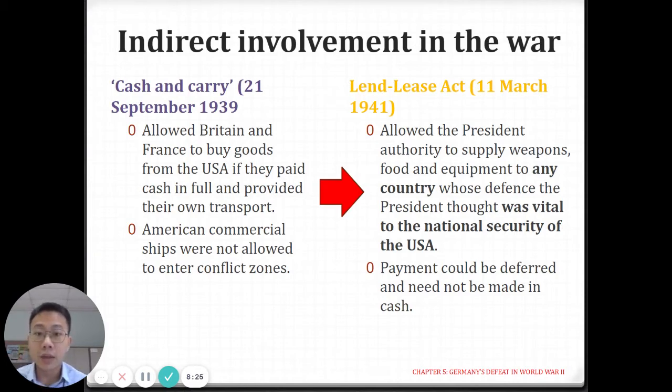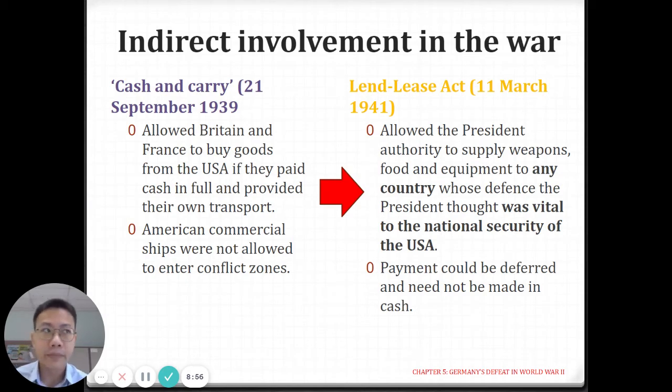And the biggest change here is that now payment could be deferred and need not be made in cash. So when we say cash and carry, literally no cash, no goods. I know some of you, being students, might not be able to understand the concept behind this, but adults, we have credit cards. So we don't necessarily pay cash all the time. We use credit cards to purchase stuff and then we can pay later. And so payment could be deferred and they did not actually need to pay in cash.